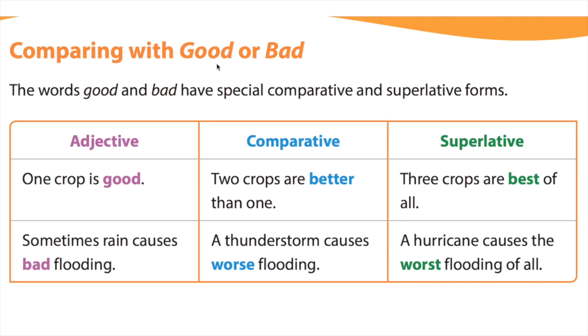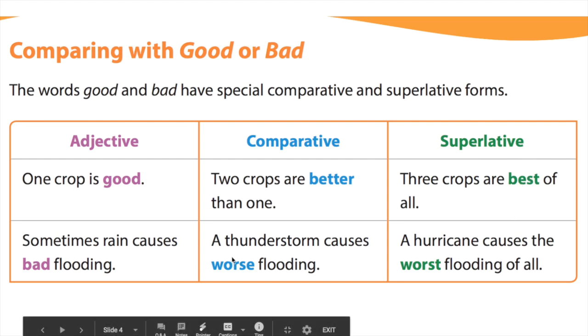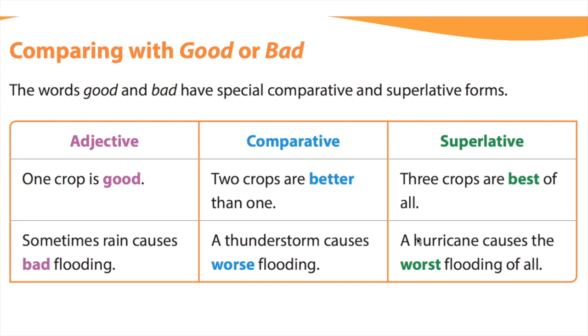So we also talked about good and bad. Good and bad have special comparative and superlative forms. Good's comparative form is better, and its superlative form is best. And then bad, its comparative is worse, and its superlative is worst. And it was good to do the Google Hangout last week and go over a Kahoot with this with most of you a week ago.